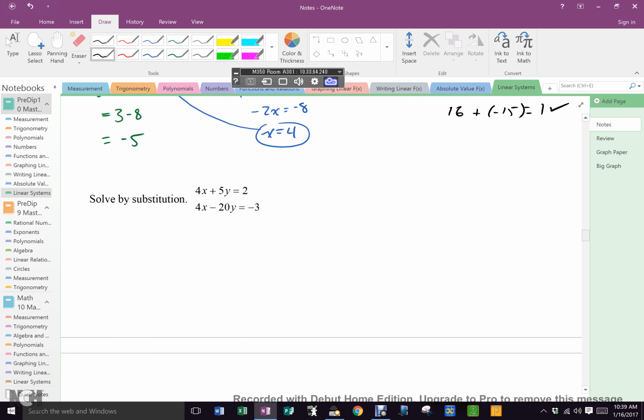Okay, I forgot that there was a third option in the practice in your notes. This one right here. The first two were easy because there was a letter by itself, yes? So in this one I have to make a decision, correct? What's the easiest letter to get by itself? For the first one would be Y.